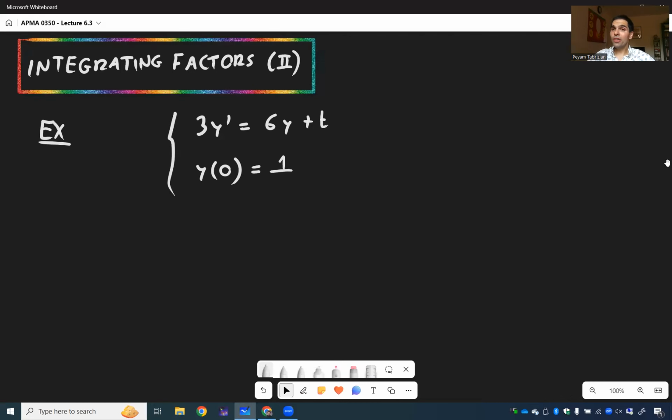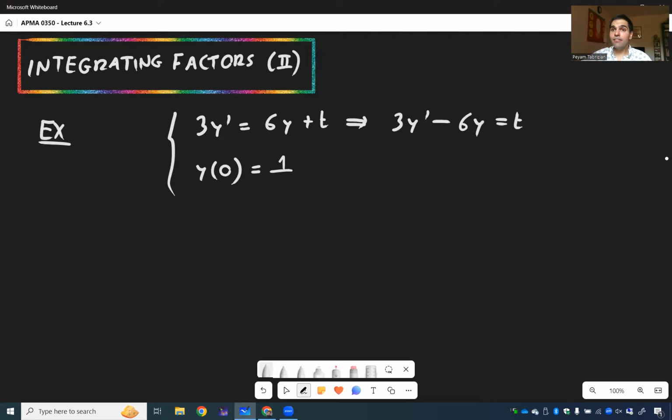All right, let's do one more example of integrating factors. So let's solve 3y prime equals 6y plus t with initial condition 1. And first of all, we can rewrite this equation as 3y prime minus 6y equals t.